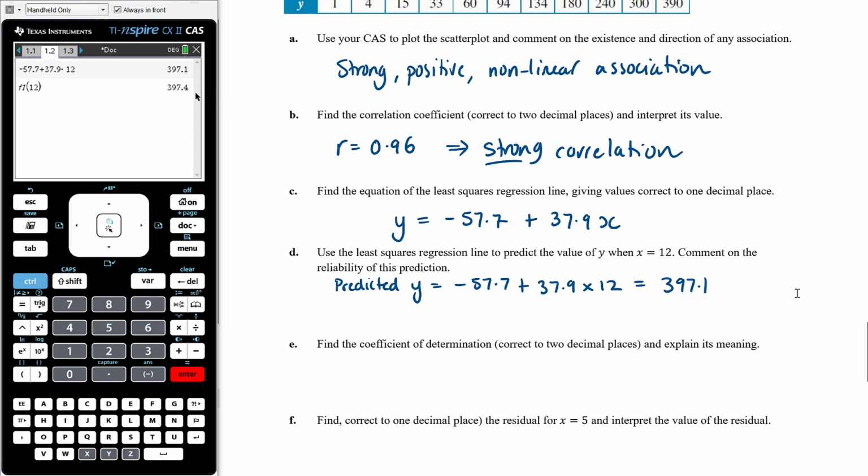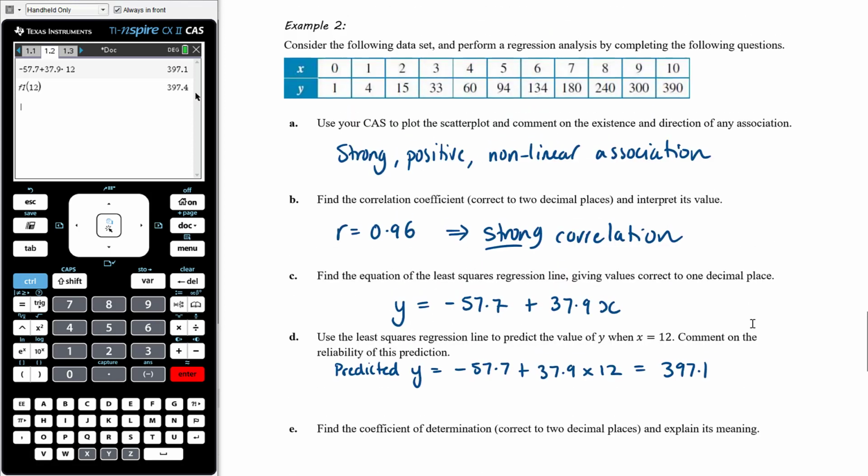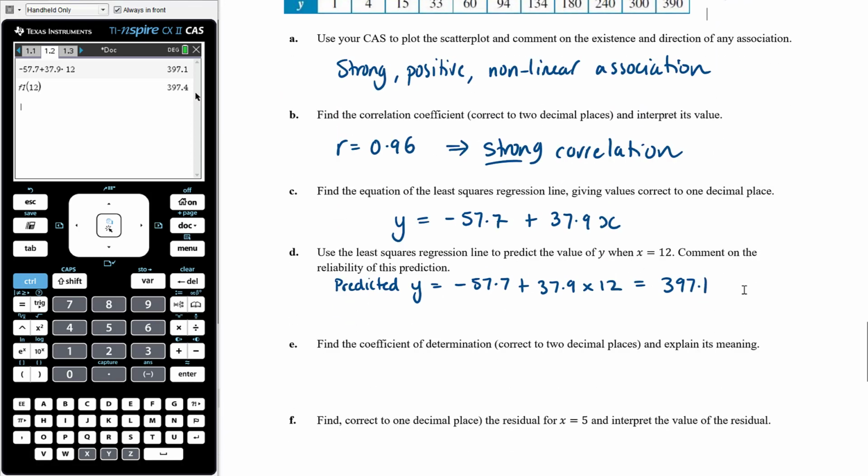And we want to comment on the reliability of this prediction. So remember, reliability is usually asking us to think about interpolation or extrapolation. So we predicted for x equals 12. So x equals 12 is over here outside of the data set, so it's an extrapolation, okay? This prediction relies on extrapolation.